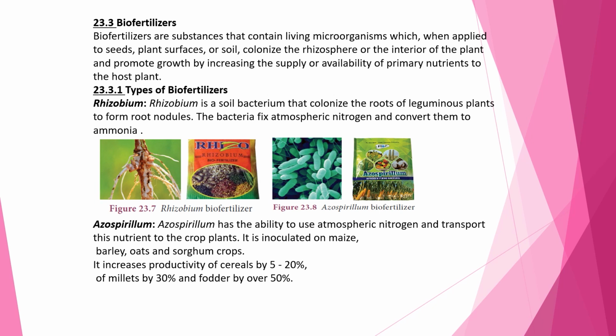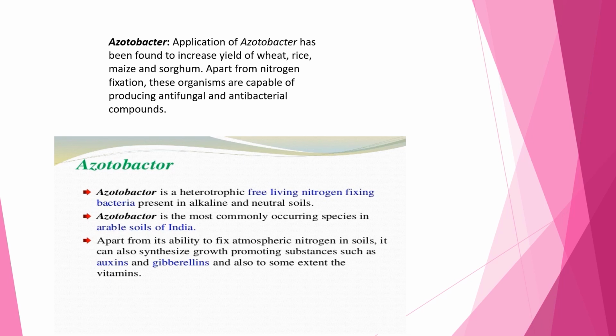Rhizobium is present in a taproot system, so it is a dicot plant. And Azospirillum, maize, barley, oats are all monocot plants, so it is used in monocot plants. What is the productivity percentage? Cereals 5 to 20%, millets 30% and fodder 50%. I hope you understand. So this is for biofertilizers. First Rhizobium, second one Azospirillum. Are you clear? The next one is Acetobacter.